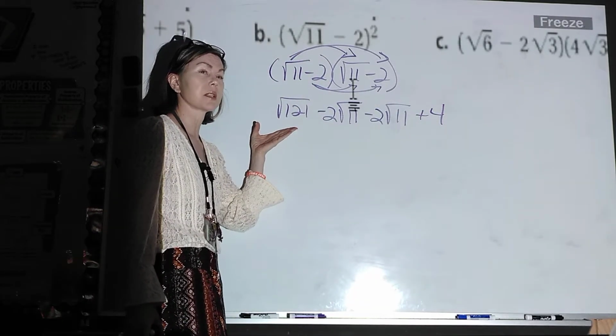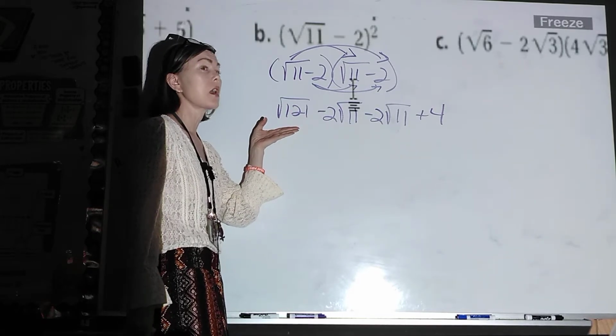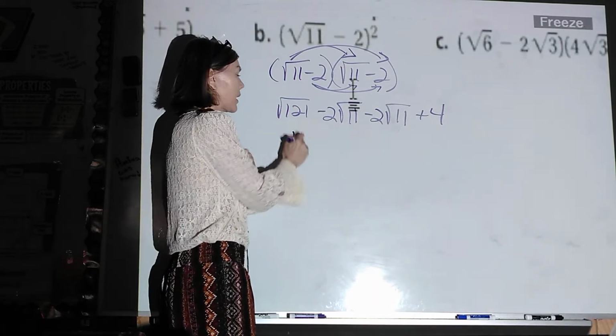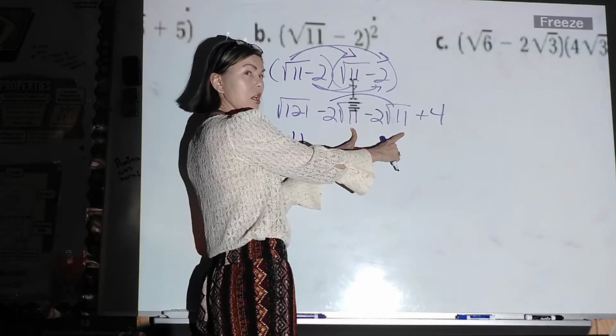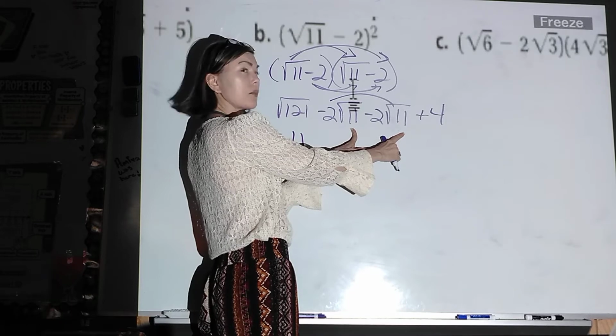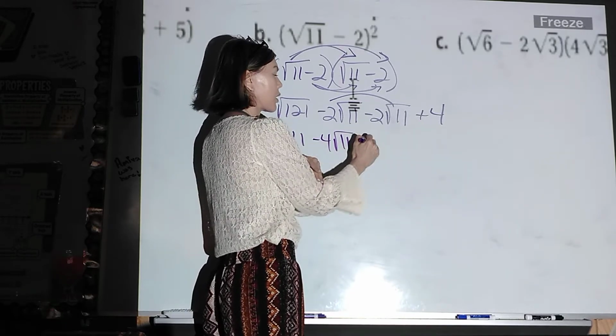Now we go into the business of simplifying. Why do we love the first term? Because that's a perfect square. The square root of 121 is what? 11. Can we combine these? Yes, because they are identical. So you do what's in front. Negative 2 minus 2 is a negative 4 radical 11. And bring down our plus 4.